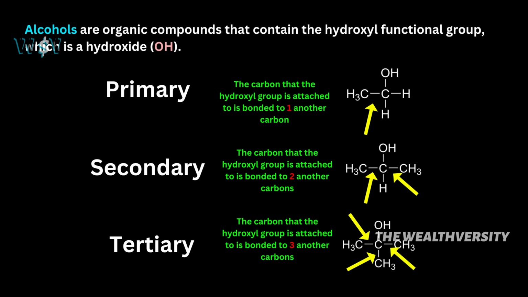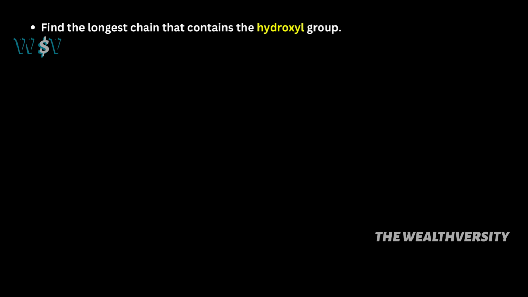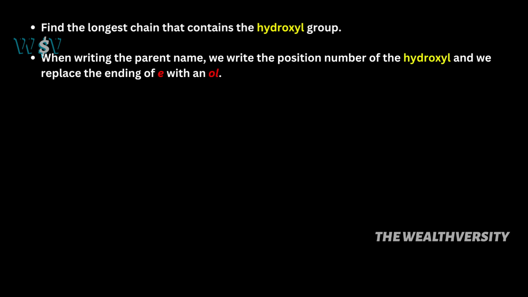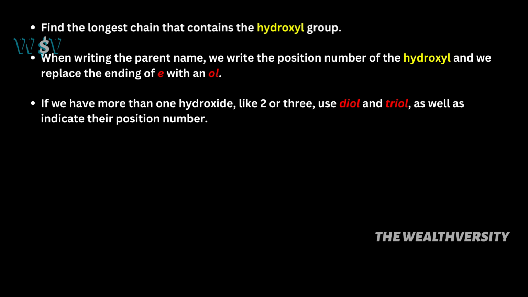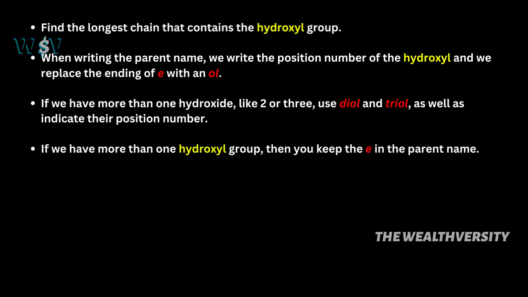How do we name alcohols? As usual, the first step is finding the longest chain that contains the hydroxyl group. When writing the parent name, we write the position number of the hydroxyl and we replace the ending of E with an OL. If we have more than one hydroxide, like 2 or 3, we must write diol and triol, as well as indicate their position number. If we have more than one hydroxyl group, then you keep the E in the parent name.